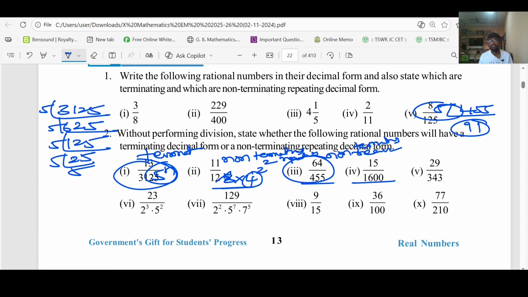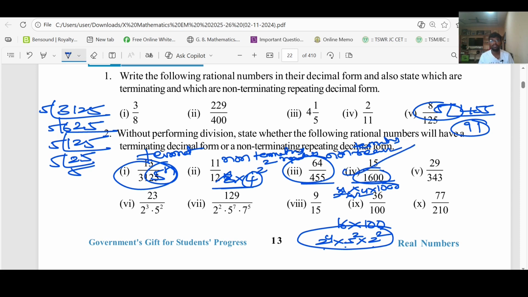16,000. 4 into 100. 4 into 100, right? 4 is 2 power 2, into 2 power 2, yes, I can write it as 1600. I can write it as 2 power 4 into 100. I can write it as 5 power 2 into 25, 4 times 2 power 2. Right? Therefore, the prime factorization of 1600 is 2 power 4, 5 power 2, 2 power 2. Then I can conclude that it is a terminating decimal.